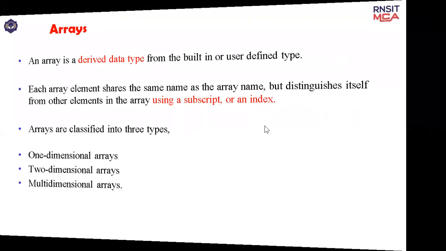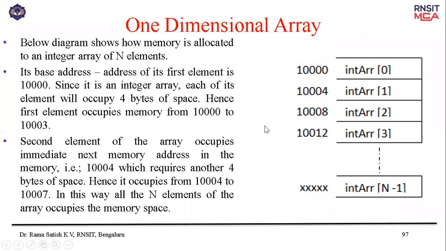So in a one-dimensional array, what happens? Look at here, the first element gets the memory allocation and successively. In a one-dimensional array, there will be a series of only one dimension. One dimension in the sense, it's a continuous memory allocation for n elements.